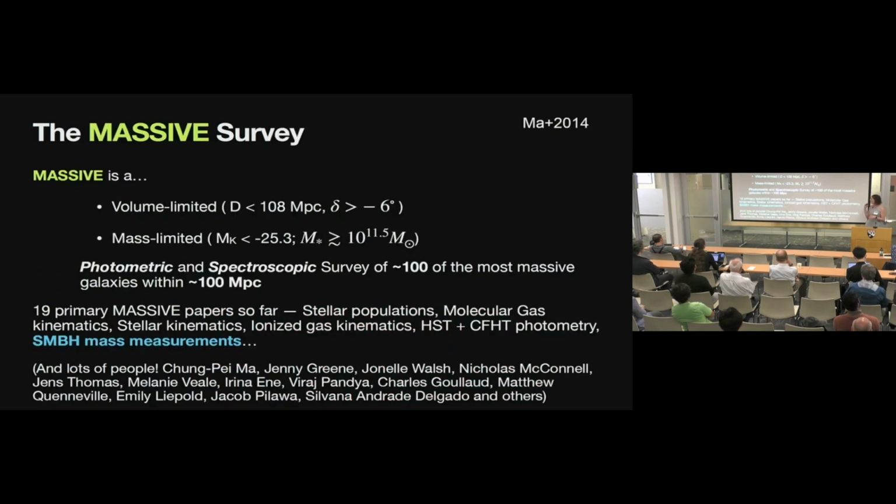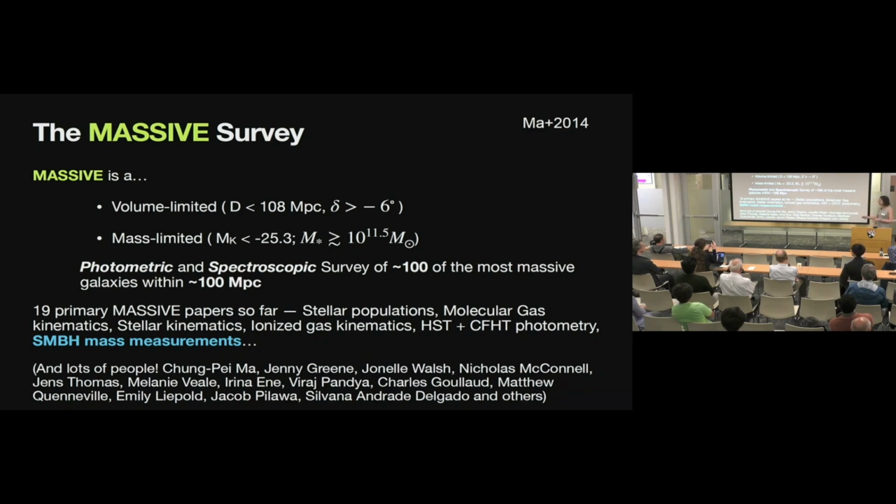Okay, so now I'm going to plug the MASSIVE survey, which is our group in Berkeley's attempt to do this sort of at scale. MASSIVE is a volume and mass limited survey that looks both photometrically and spectroscopically at roughly the 100 most massive galaxies within 100 megaparsecs of us in the northern sky.